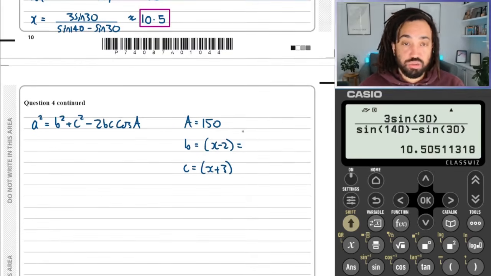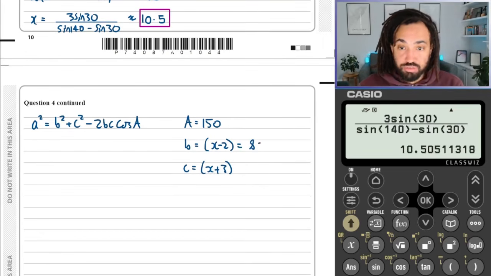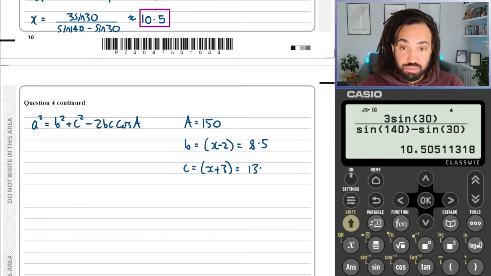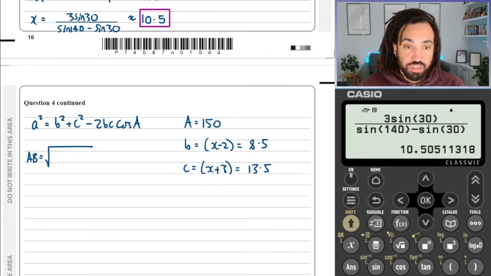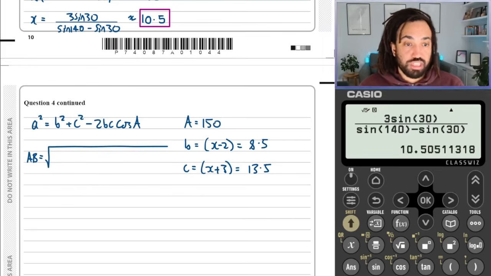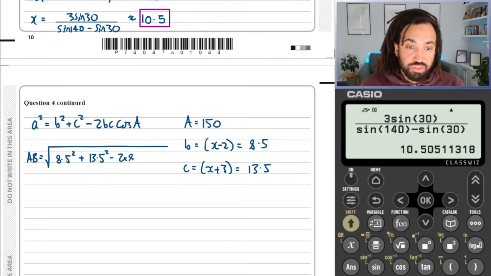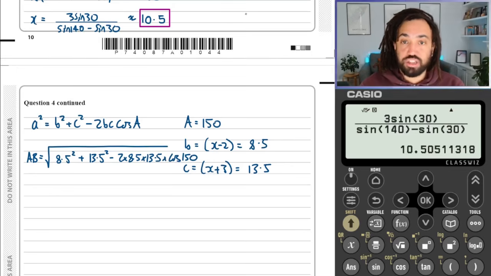So x minus 2, well, x is 10.5, so that will be 8.5. And for this one, plus 3, that will be 13.5. So we should be good to go. So AB is the side length that we're looking for. We can square root to get this on its own, and then b squared is going to be 8.5 squared, c squared is 13.5 squared, minus 2 lots of 8.5 times 13.5 times by cosine of 150.